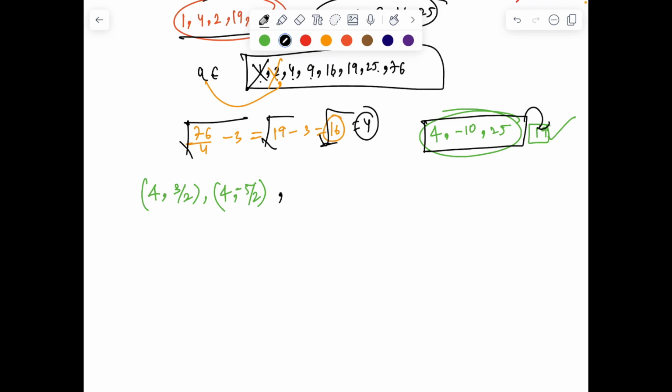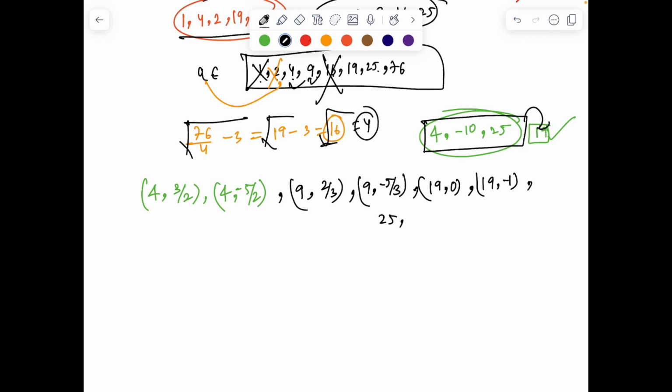Next we'll try with, let's say, 9. So 9 indeed, again you can check, 9 is working, and 9 will give you values of 2 by 3 and minus 5 over 3. Next we'll check with 16. So you can see 16 will not work, so that will be discarded. That you can see just by plugging in the values. 19 we'll get again 19 comma 0 and 19 comma minus 1. Right, 25 we'll get 25 comma minus 2 by 5 and 25 comma minus 3 by 5.